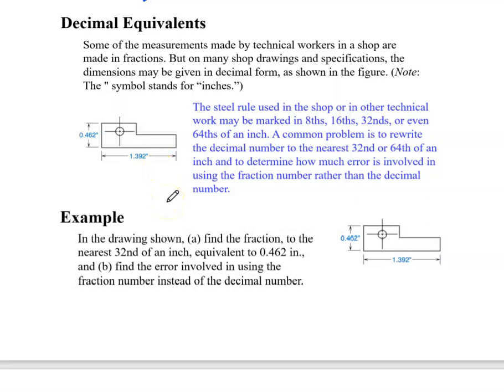So the steel rule used in the shop or any other technical work may be marked in 8ths, 16ths, 32nds, or even 64ths of an inch. A common problem is to rewrite the decimal number to the nearest 32nd or 64th of an inch and to determine how much error is involved in using that fraction number rather than the decimal number. In the drawing shown, find the fraction to the nearest 32nd of an inch, equivalent to 0.462 inches, and then find the error involved in using the fraction number instead of the decimal number.